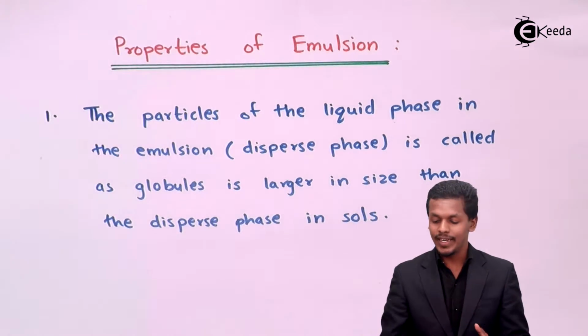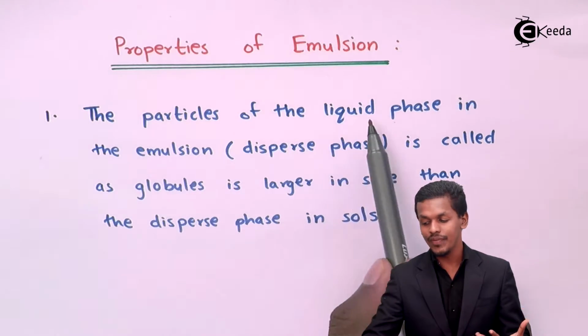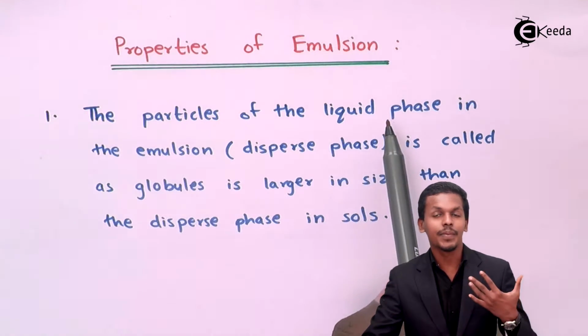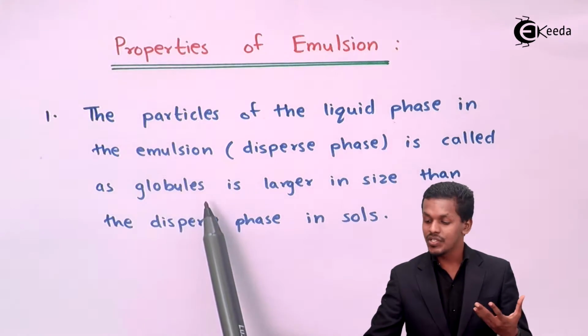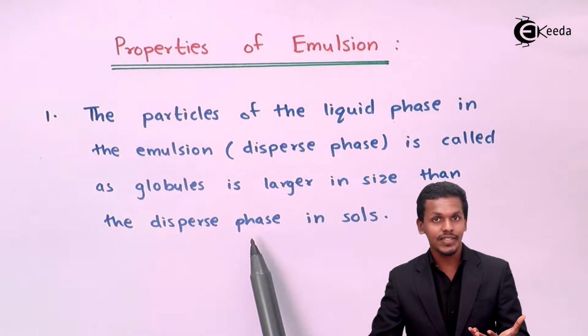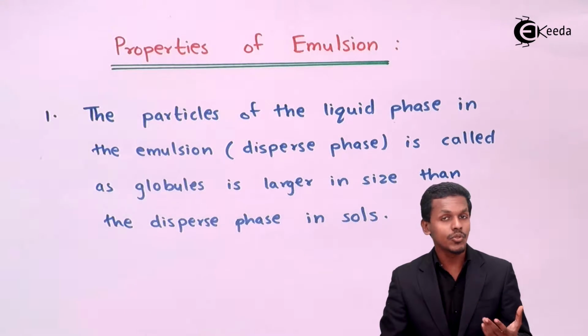Talking about the first point, the particles of the liquid phase, which is the dispersed phase in the emulsion, are called globules, which are larger in size than the dispersed phase particles that we could see in the sol.